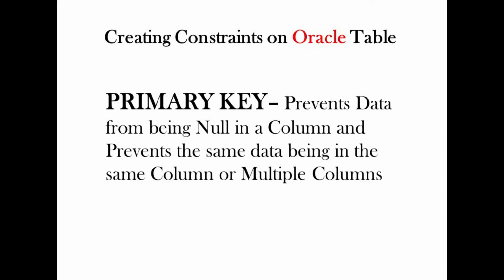The next constraint we're going to talk about is the primary key. This does two things. It prevents data from entering in as a null in your column. As well, it prevents the duplication of data on a column or a combination of multiple columns, depending on how you want to set up your primary key.